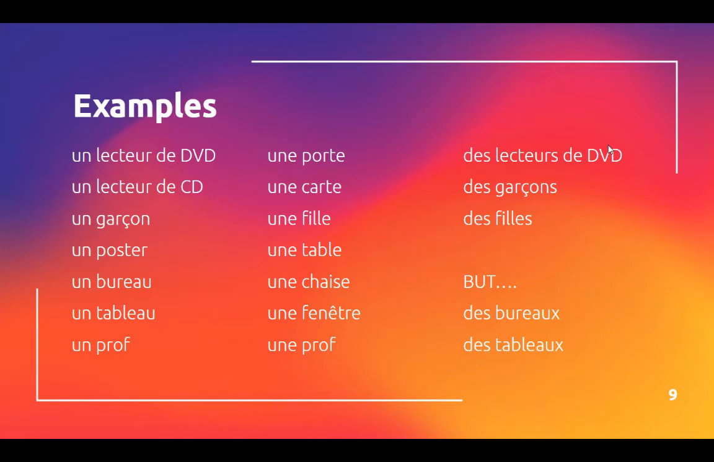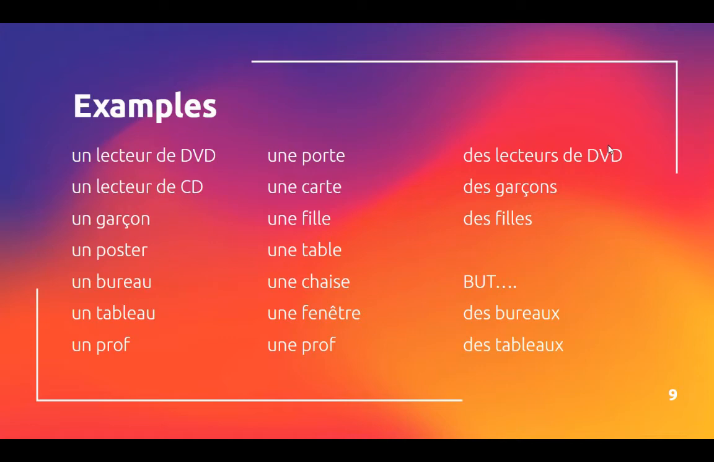So we have in our masculine column, un lecteur de DVD, un lecteur de CD, DVD and CD player, un garçon, it's a word for a boy, un poster, which is an English borrowed word, so usually those are masculine, but not always. Un bureau, un tableau. You'll notice EAU is another masculine ending. 9 times out of 10, it will probably be masculine.